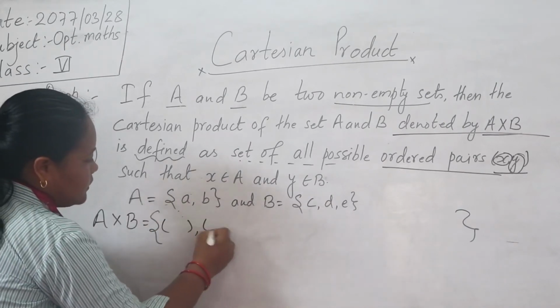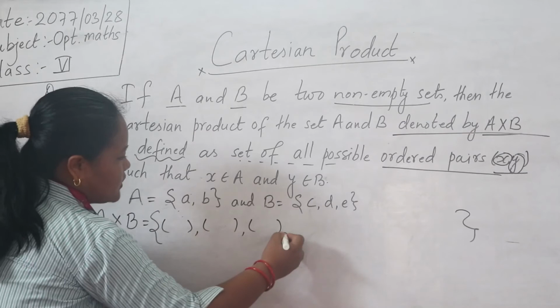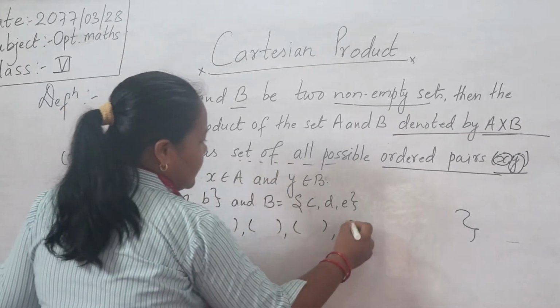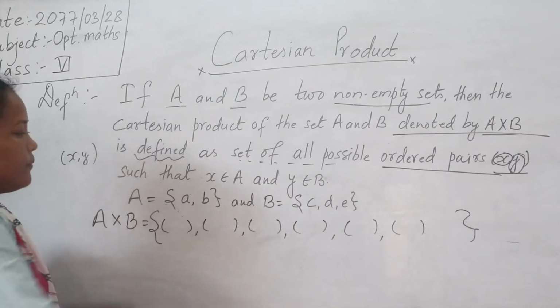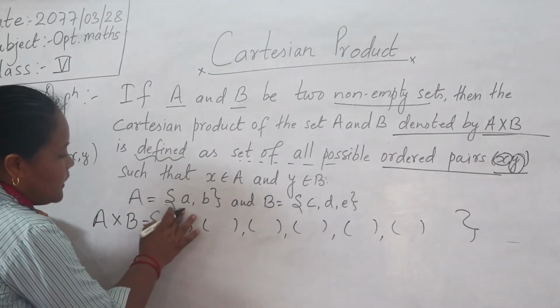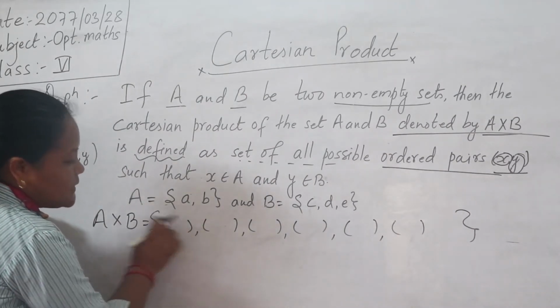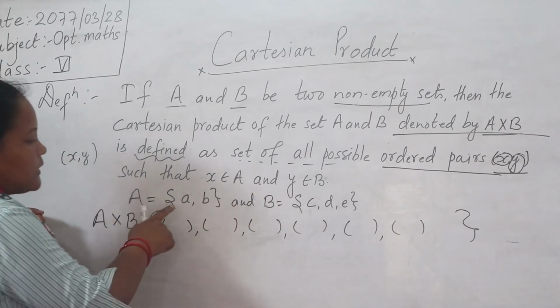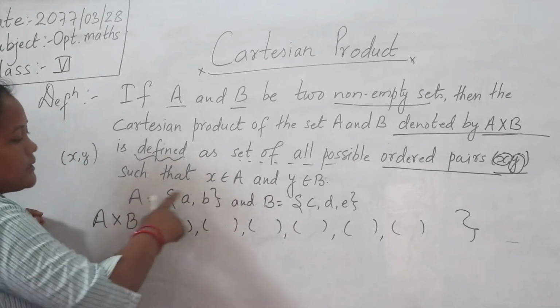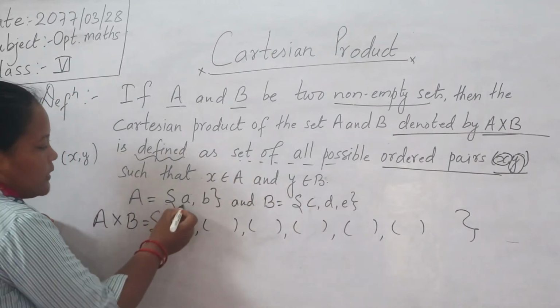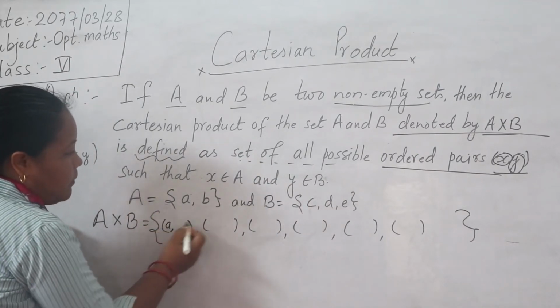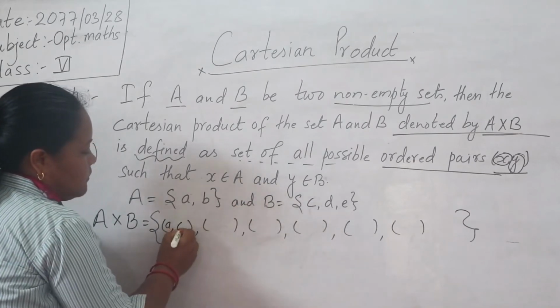We are going to write down here the possible ordered pairs. Here, in the ordered pair, should be the first and second element. The first element should be from set A, and the second element should be from set B. So the first element is A, comma C.